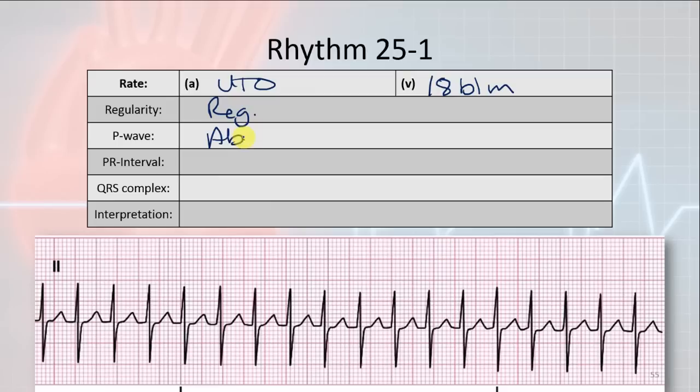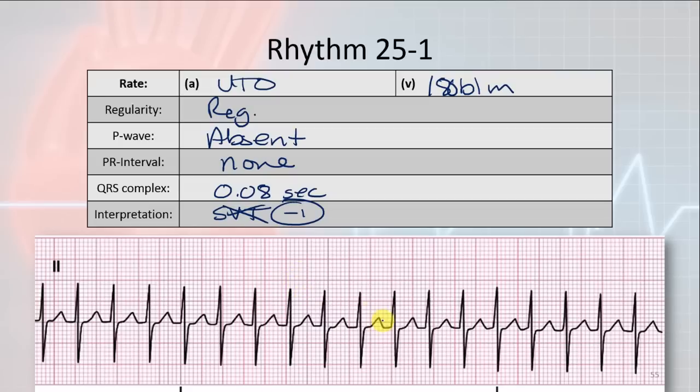P waves are going to be absent. PR interval is going to be none. QRS complex, even though this is going so fast, look at that. This QRS complex looks normal, so it's going to be 0.08 second. Interpretation. I will tell you now, if you put SVT as your interpretation, you will get that wrong. I will mark off points for that. Please understand that from this point forward in my class, I do not want you to put supraventricular tachycardia. We are going way past that.